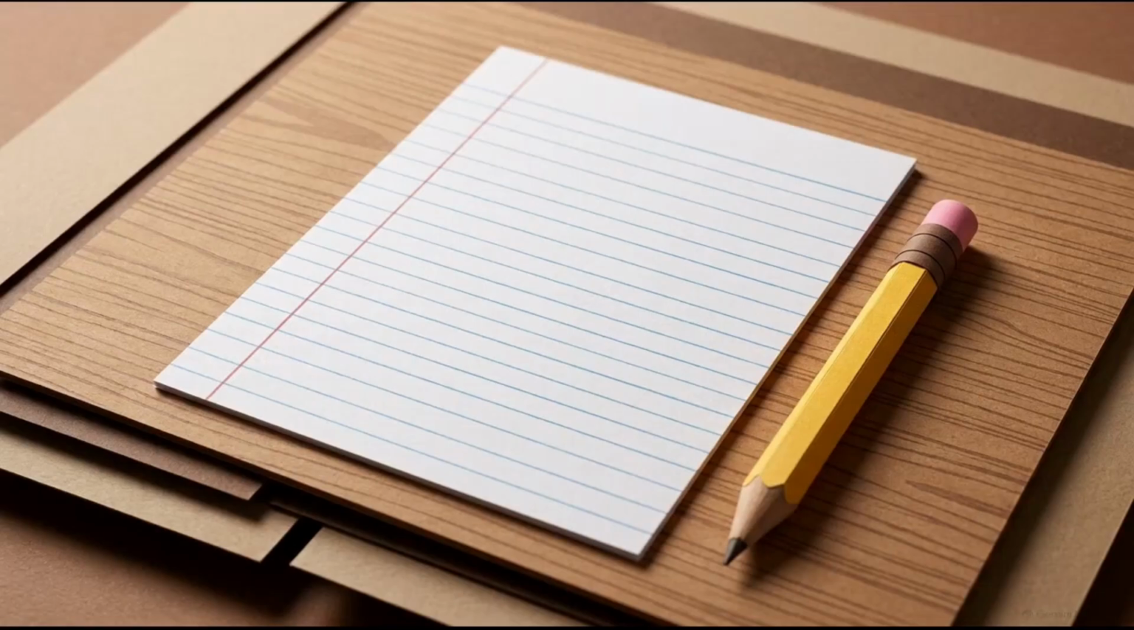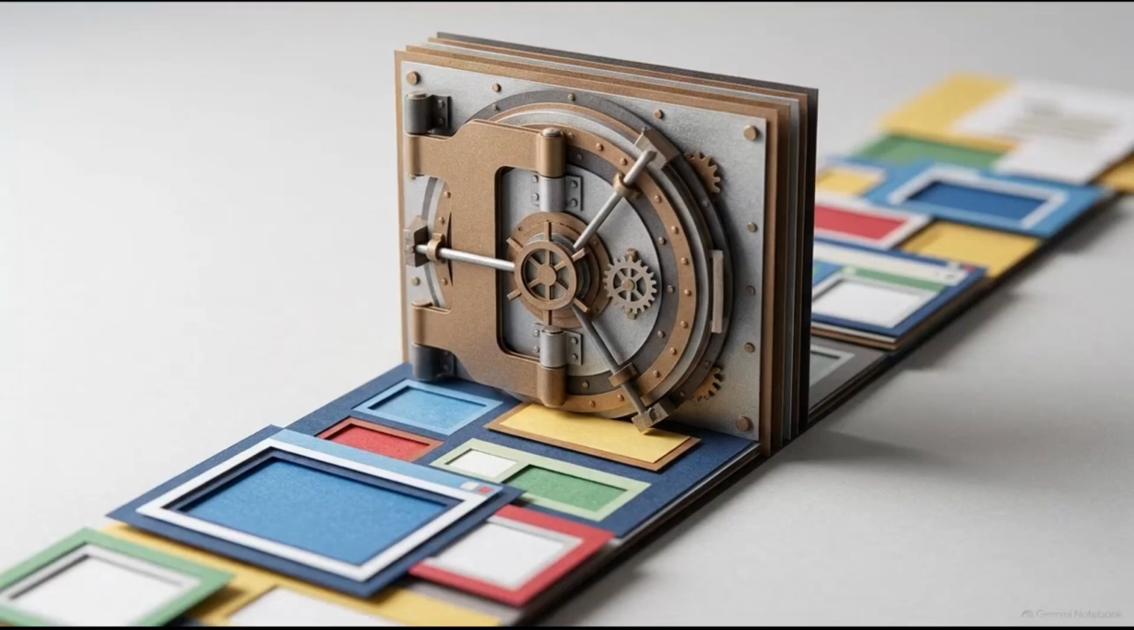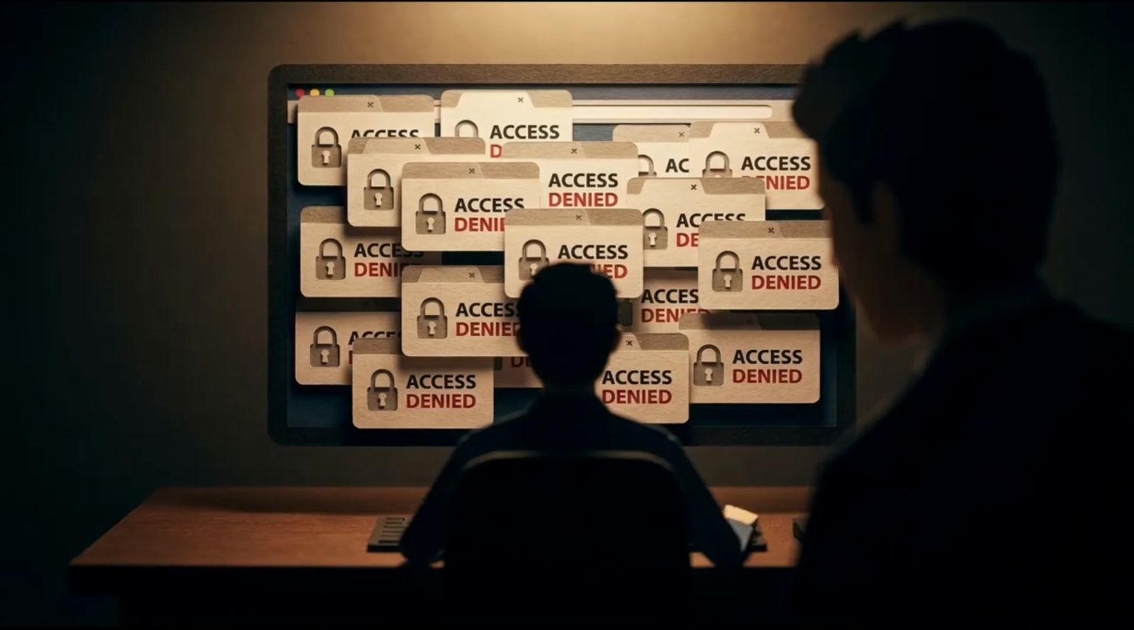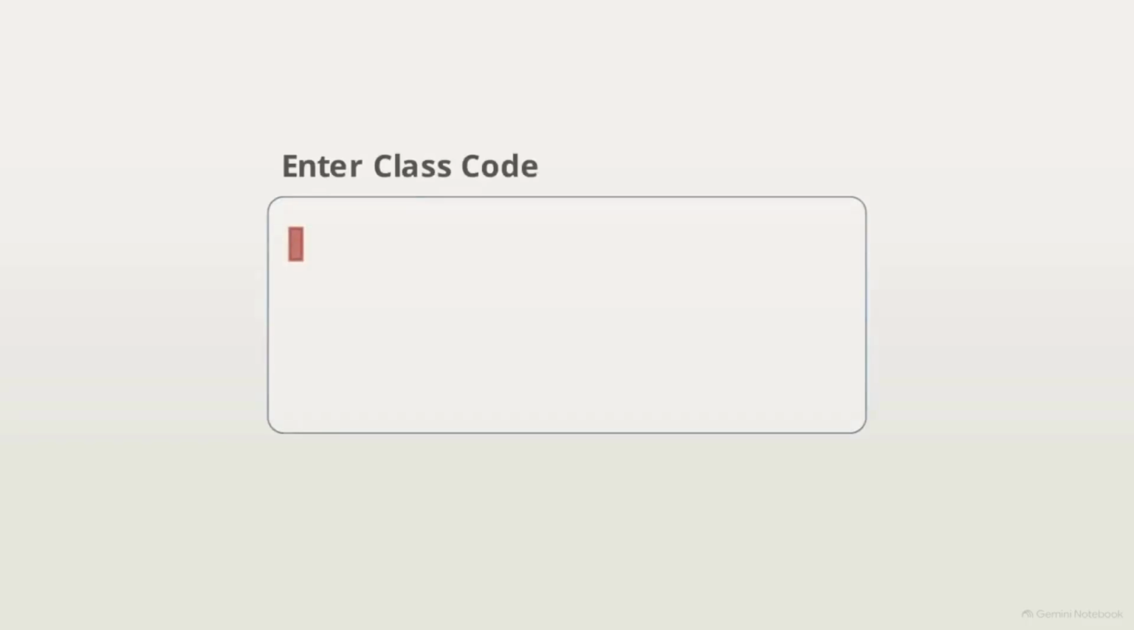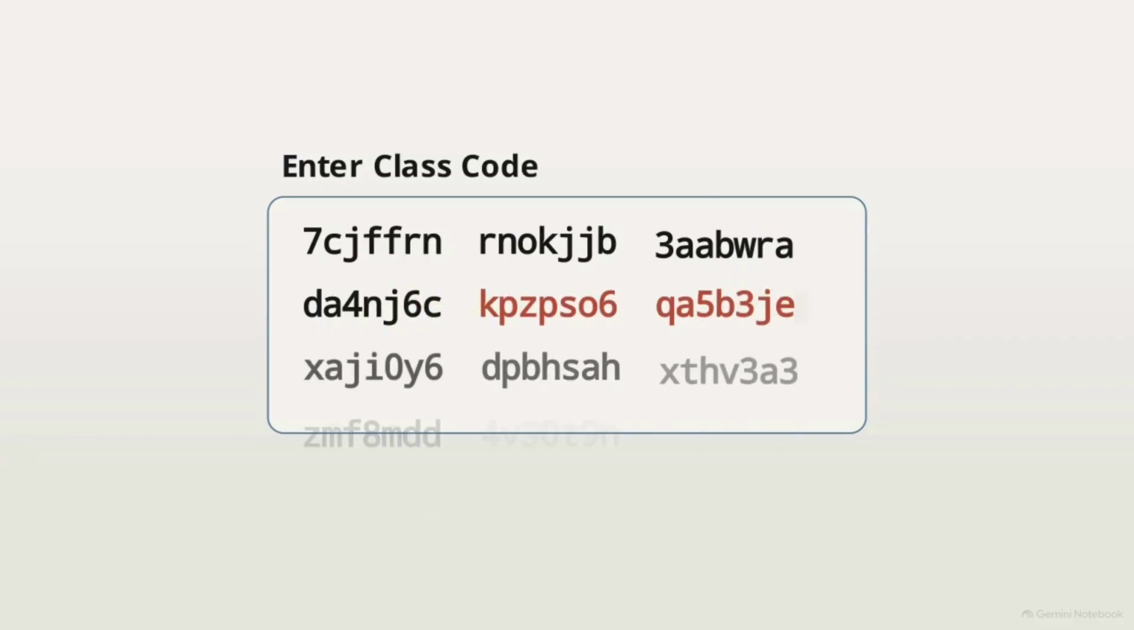set of instructions. But when learning moves online, those physical hallways disappear entirely. Instead of walking through a door, a student is faced with a jumble of confusing class codes. Getting into a room suddenly requires typing out a random string of letters and numbers, like KPZPS06 or QA5B3JE.